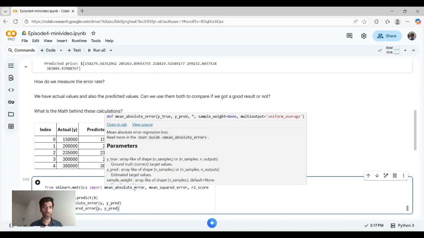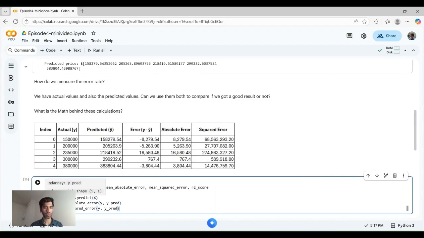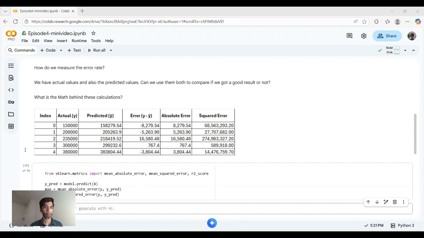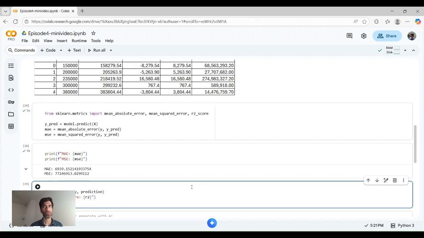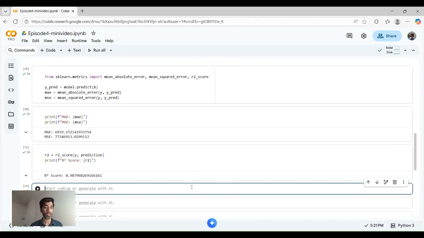We have already predicted this Y here, and now we are going to see the MAE and MSE. Okay, but I want to see the numbers. Yes, so be it. Oh, that's huge. 6,939. Another number is way too high to even be spelling it out. So let's at least see the R2 score because R2 doesn't depend on the scale of the X and Y numbers. If it is closer to 1, I'm good. If it is closer to 0, then my model is bad. It's 0.98. That's a very good prediction, right?